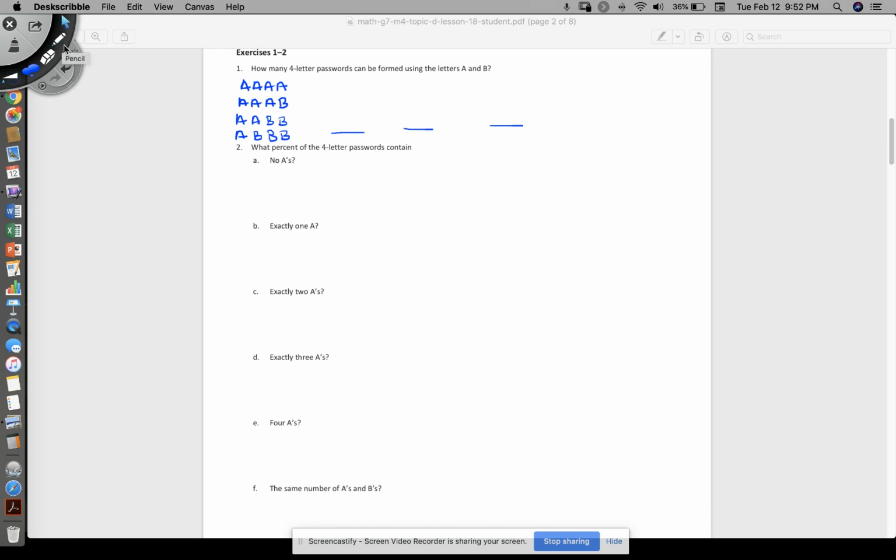All right, so what percent of the 4-letter passwords contain 0 A's? You should have 16 different combinations up here, so make sure you have 16. So my total is 16. Which ones have no A's? There was only 1, and that would have been your B, B, B, B. So there's only 1. When you divide that on a calculator, you get 0.0625. So as a percent, it is 6.25%.